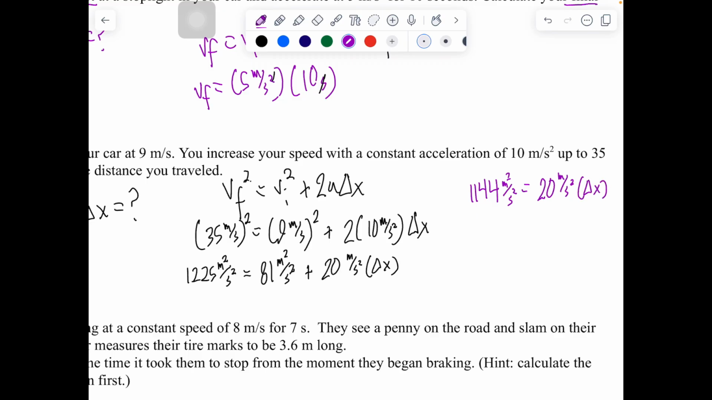Go ahead and divide by your 20. We can even write this out. This cancels, and then we get all of this to cancel. We have 1 meters left. Go ahead and do our division, and we end up with our displacement being 57.2 meters.